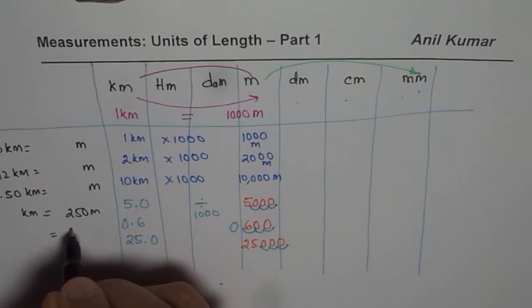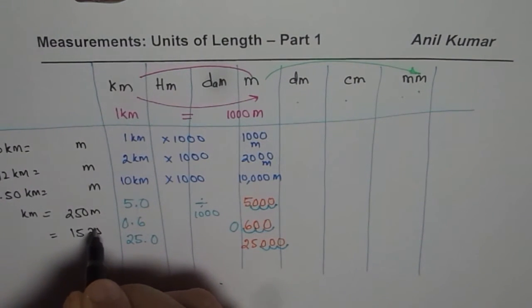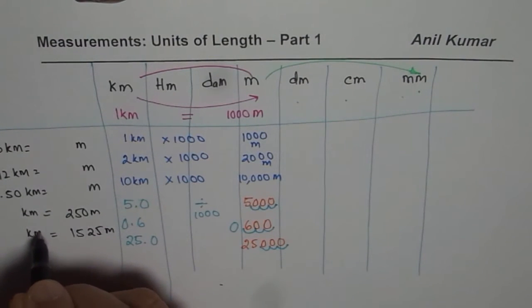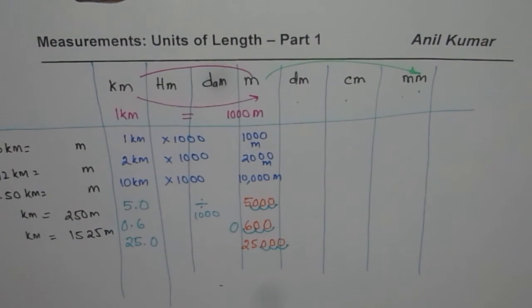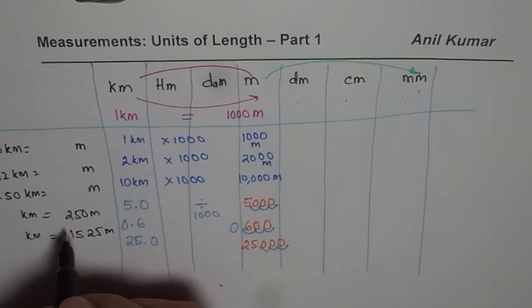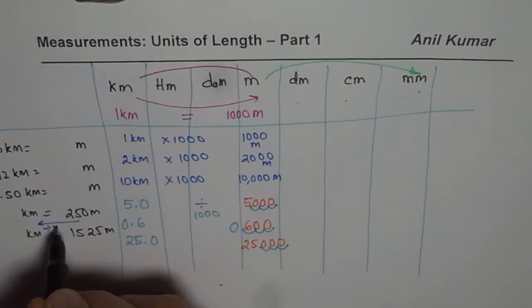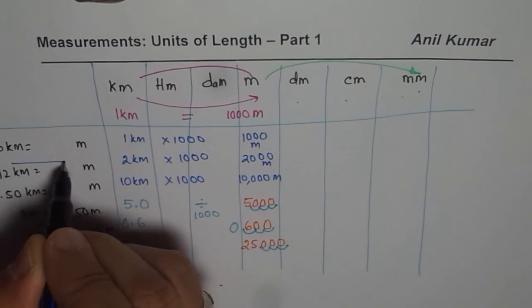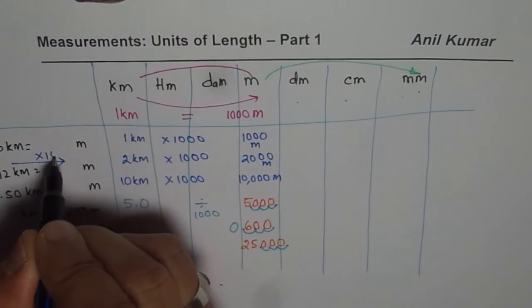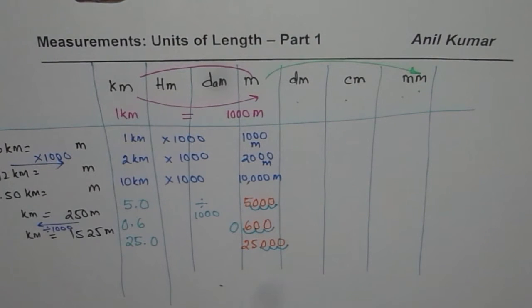Or if I have 1525 meters, how many kilometers does that make? Remember, when you do this part, that is moving from meters to kilometers, you should be dividing, correct? But when you go from kilometers to meters, you will do times 1000. That should help you, right?